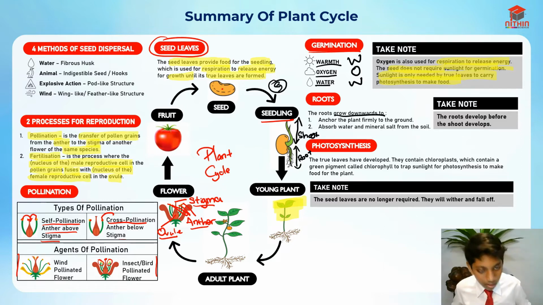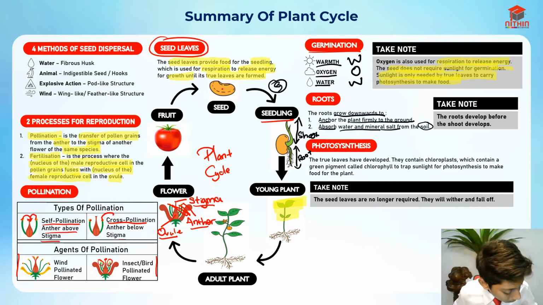Okay, and the function is to actually anchor the plant firmly to the ground, and also to absorb the water and mineral salts from the soil. Okay, and you need to take note that the roots develop before the shoots develop. So before this shoot develops, the root actually starts growing first.